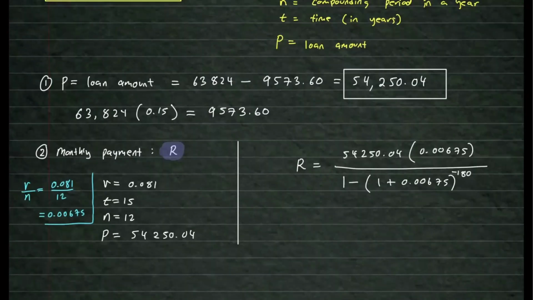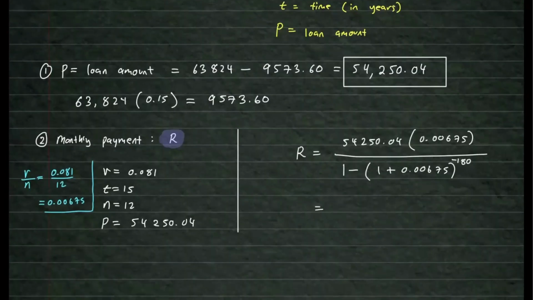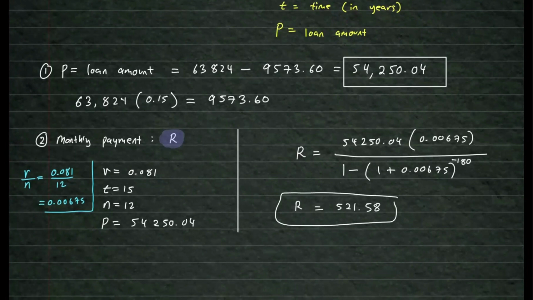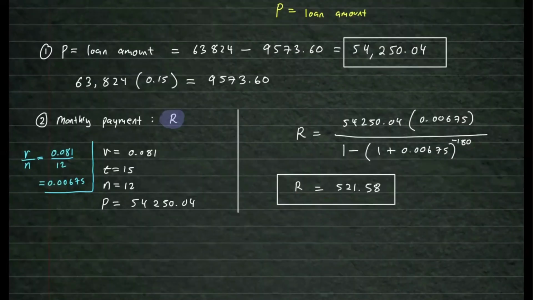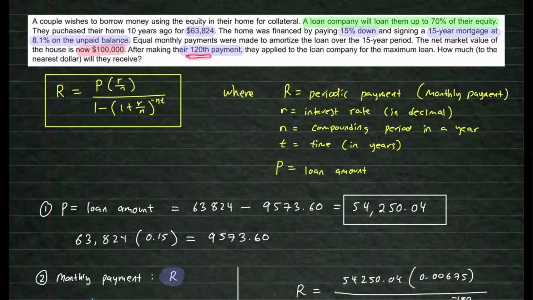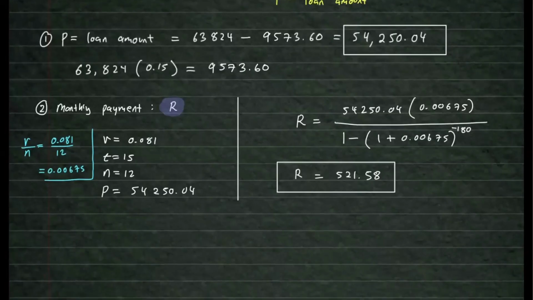All right, so after carefully putting this in, you'll see that the R value you'll have is about $521.58. So that is their monthly payment. This is how much they're going to be paying over a 15 year period. They'll be making a total of 180 payments, but they have made up to 120 payments. So the next thing you want to calculate is what their balance is after they have paid off 120 payments. That is what I'm going to calculate next.